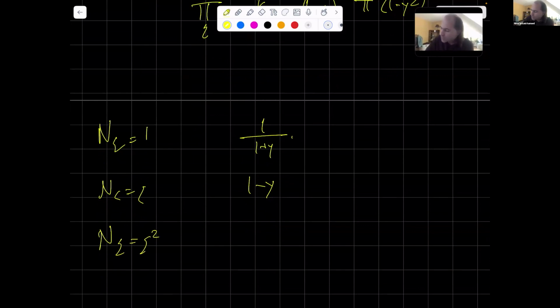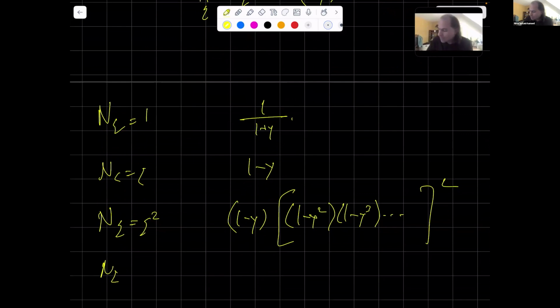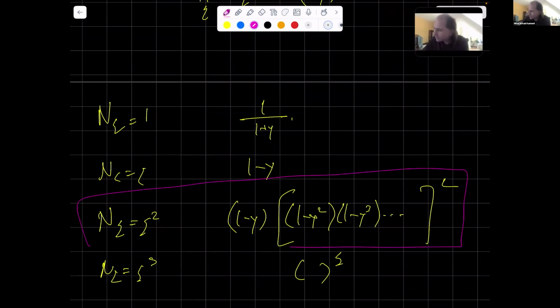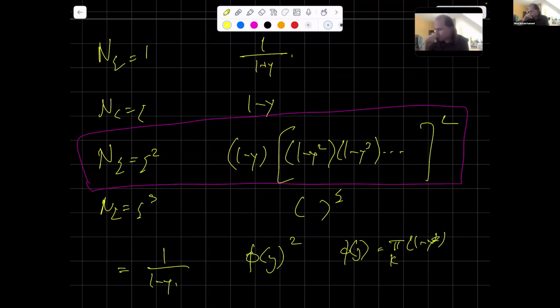And if n_q equals q squared, what I get is 1 minus y times 1 minus y squared, 1 minus y cubed, and so on, all squared. For higher n_q, if n_q is q cubed, then I get something where the powers increase with the q. But I want to highlight this case. Because in this case, what I get, remarkably, is a Dedekind eta function. Up to a factor of 1 minus u, this is 1 over 1 minus y times the Euler function squared, where φ(y) is just the product of 1 minus y to the k over k.